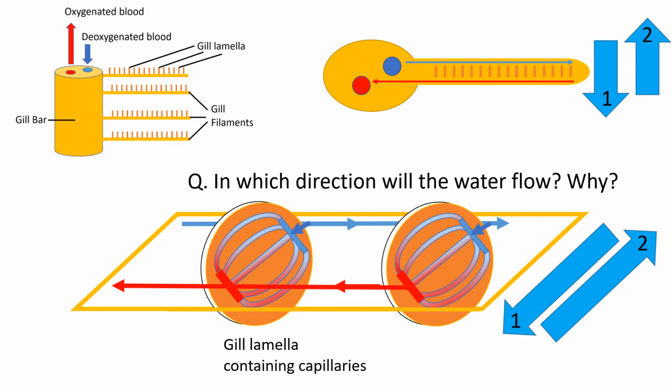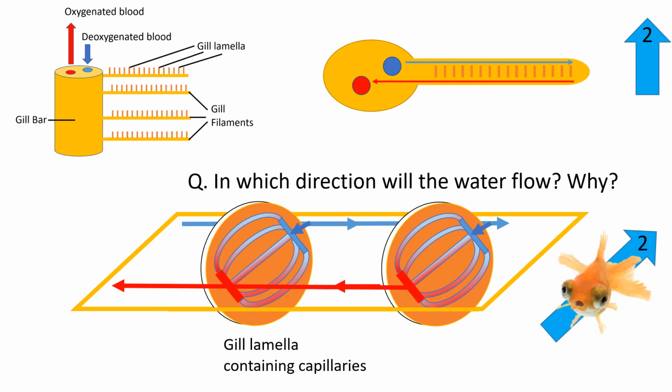Well, in what direction will the water flow? Well, the water will actually flow in the direction of 2. It'll go from the oxygenated side across the gill lamella to the deoxygenated side. Now the question is why, and the reason is that it maximizes the concentration gradient for the longest period of time. And we're going to have a look at what that means.